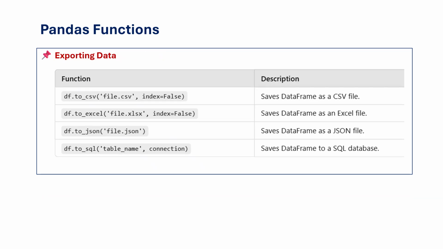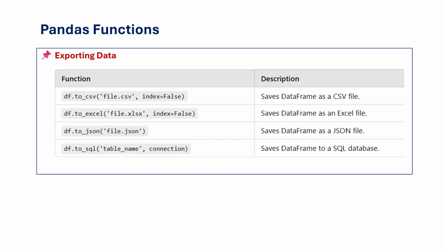Next pandas function is exporting data. After completing data analysis, we may need to save the processed data for future use. Pandas provides functions to export a data frame into different file formats. The to_csv function is used to save a data frame as a CSV file. CSV is a commonly used format for storing tabular data.